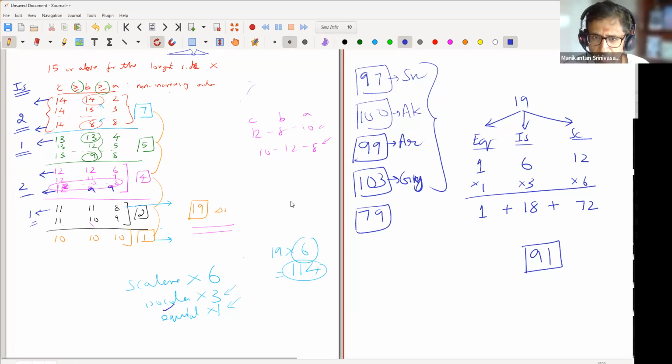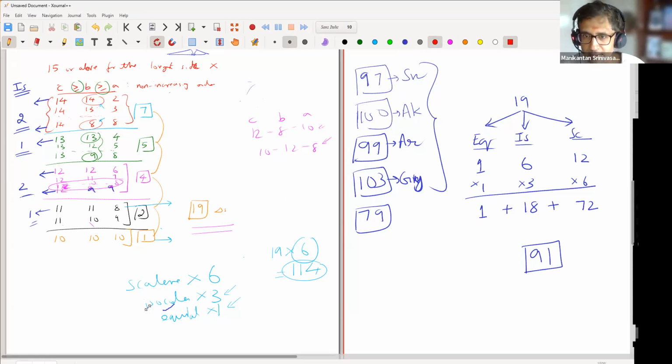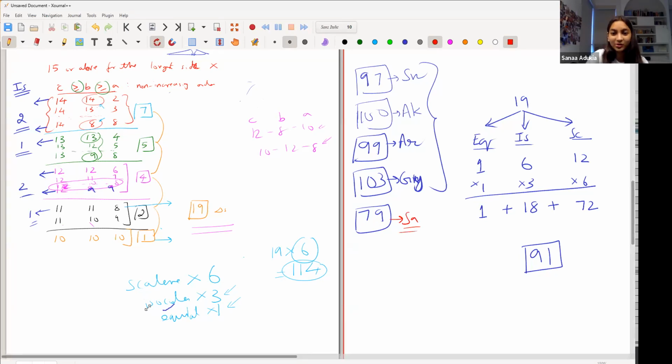And did you guys find your respective mistakes? Sana, I'll start with you. What did you do to get 79? I followed the same method. I think I just went wrong in the math. As in, you counted the number of isosceles and scalene triangles as different, is it? Yeah, I think while multiplying it by 6 and multiplying it by 3, I must have got mixed up between isosceles and scalene. Okay.